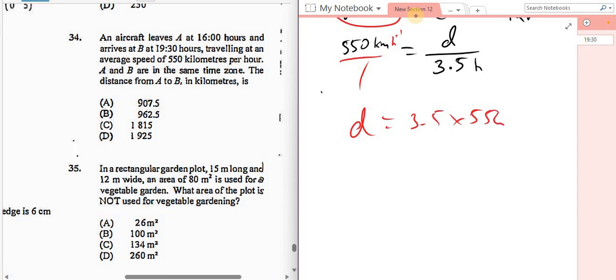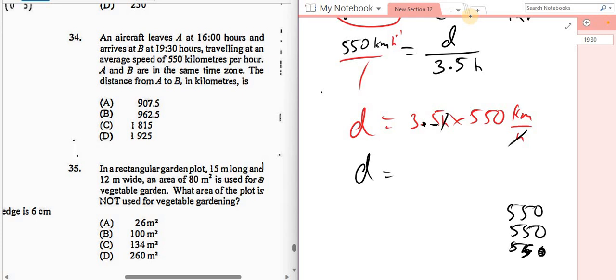times 550 will give us what? The h will cancel out, leaving you with kilometers for the distance. What is 3.5 times 550? It should be easy. What is 3 times 550? Don't use a calculator, son. 550 plus 550 plus 550 if you want to do it like that.